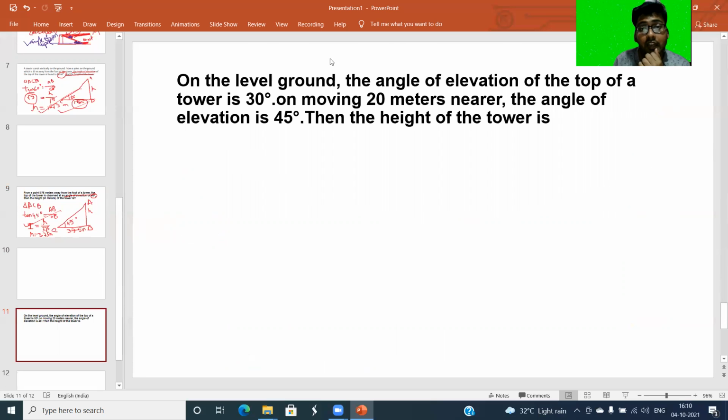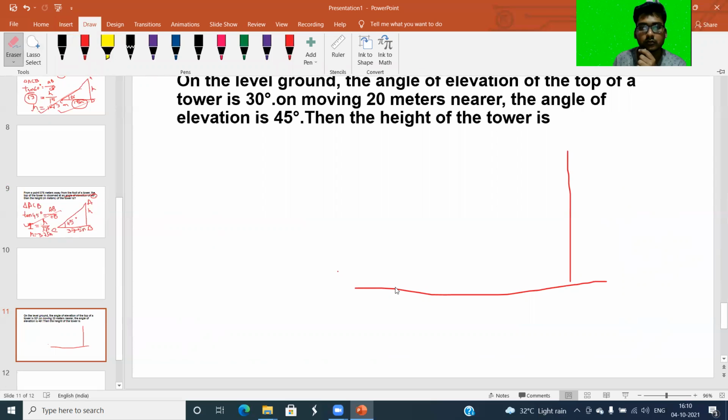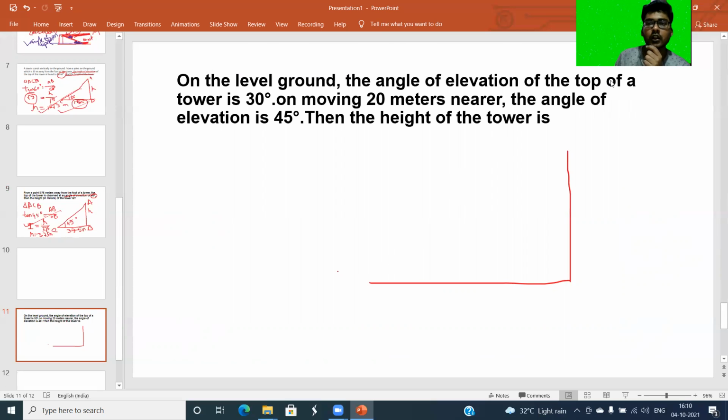Two angles are given. On level ground, the angle of elevation of the top of a tower is 30 degrees. On moving 20 meter nearer, the angle of elevation of the top of the tower is 45 degrees.